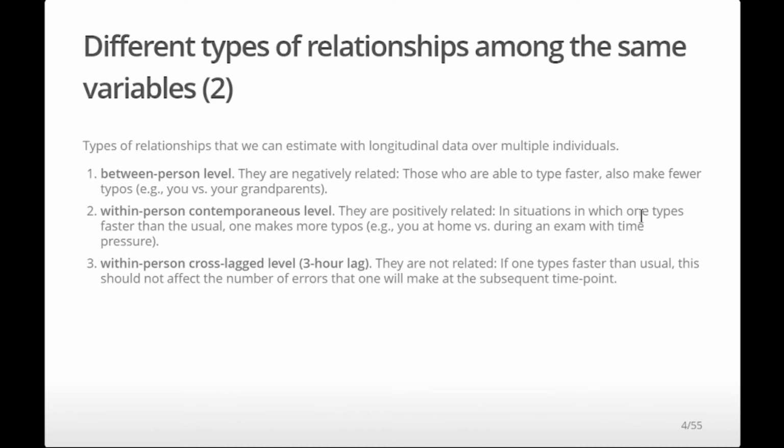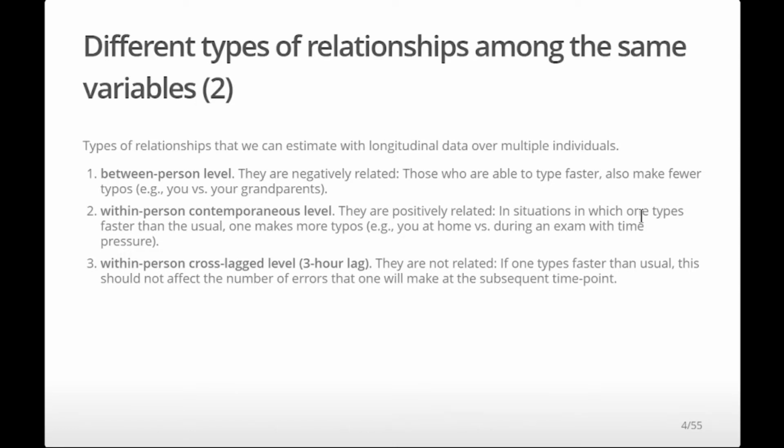At the within person, contemporaneous level, when you are typing faster than your typical level, you make more typos. So if I ask you, copy this slide in 2 minutes, you type faster than you typically do, but you make more typos. At the within person, cross-lag level, they are not related. So if you type faster now, it doesn't affect how many errors you will make in 3 hours. It's just not related.